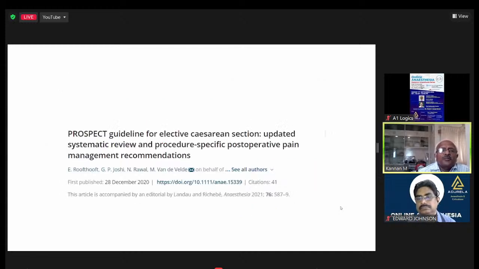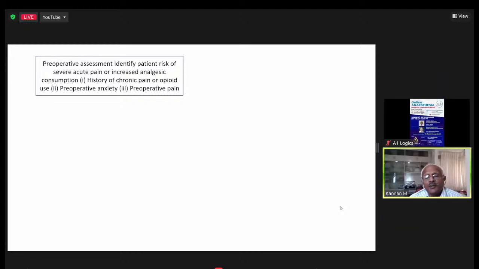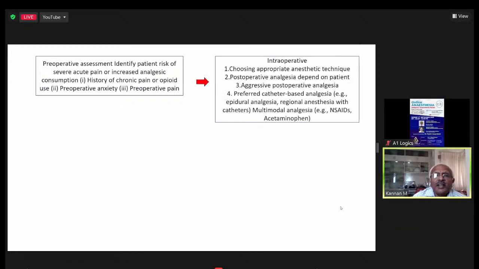Recently, the PROSPECT guidelines for elective cesarean section have been published, and they have a few recommendations. I have summarized these recommendations. So first thing, we have to identify this patient by taking history, and preoperative anxiety has to be checked, preoperative pain, all these things have to be evaluated from the patient. And then you have to plan the intraoperative procedures.